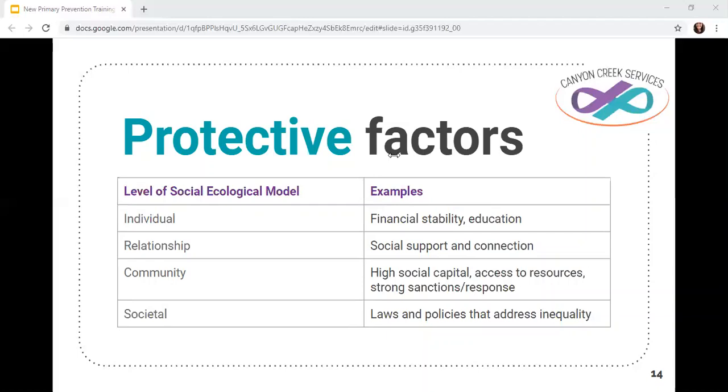Some protective factors at the individual level include financial stability and education. Some protective factors at the relationship level include social support and connection. Some protective factors at the community level include high social capital, access to resources, and strong community sanctions or response to violence perpetration. And some protective factors at the societal level include laws and policies that address inequality.